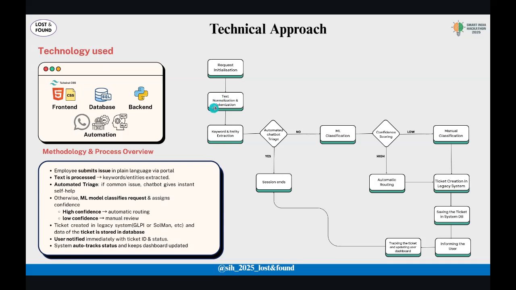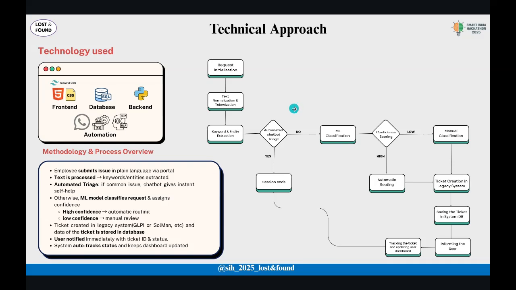And then we hit the keyword and entity extraction. Basically, the system is hunting for important clues. Words like password, payroll, laptop, vendor payment, and so on. These hints are what guide the rest of the flow. Okay, so now here is a key step, the smart decision point. If the request is something simple that the system knows how to handle, it answers it instantly. And the session ends there. Done. The employee doesn't wait, no ticket is raised.